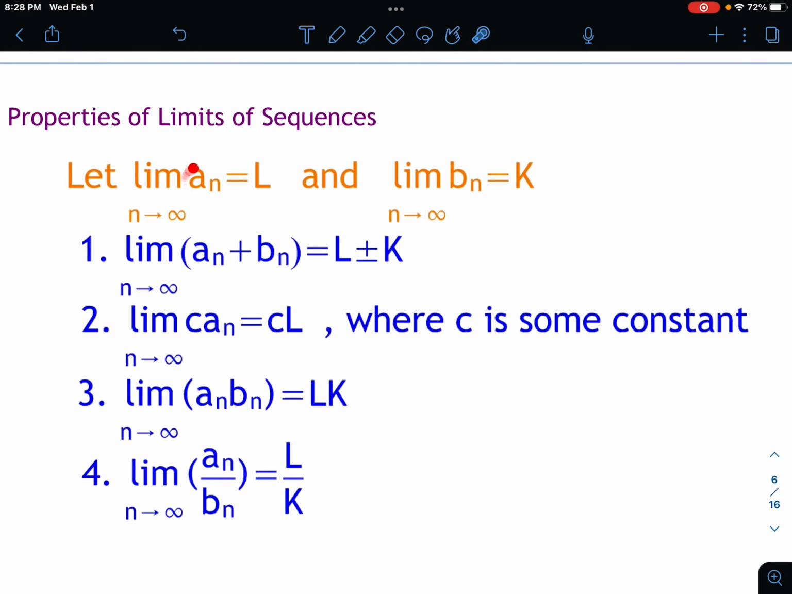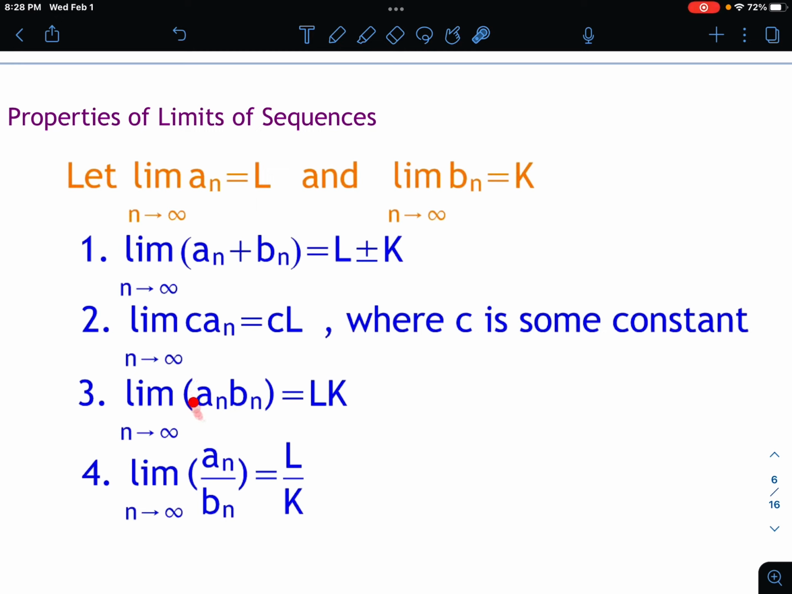If the limit as n approaches infinity of a sub n is equal to L, and the limit as n approaches infinity of b sub n is equal to k, then if you have addition, you just add the two limits together. If you have a constant in front, you can pull the constant in and out of the limit, as long as it doesn't have a variable attached to it. So if the limit is, say, 5 and c is 10, you take 10 times 5 and you get 50.